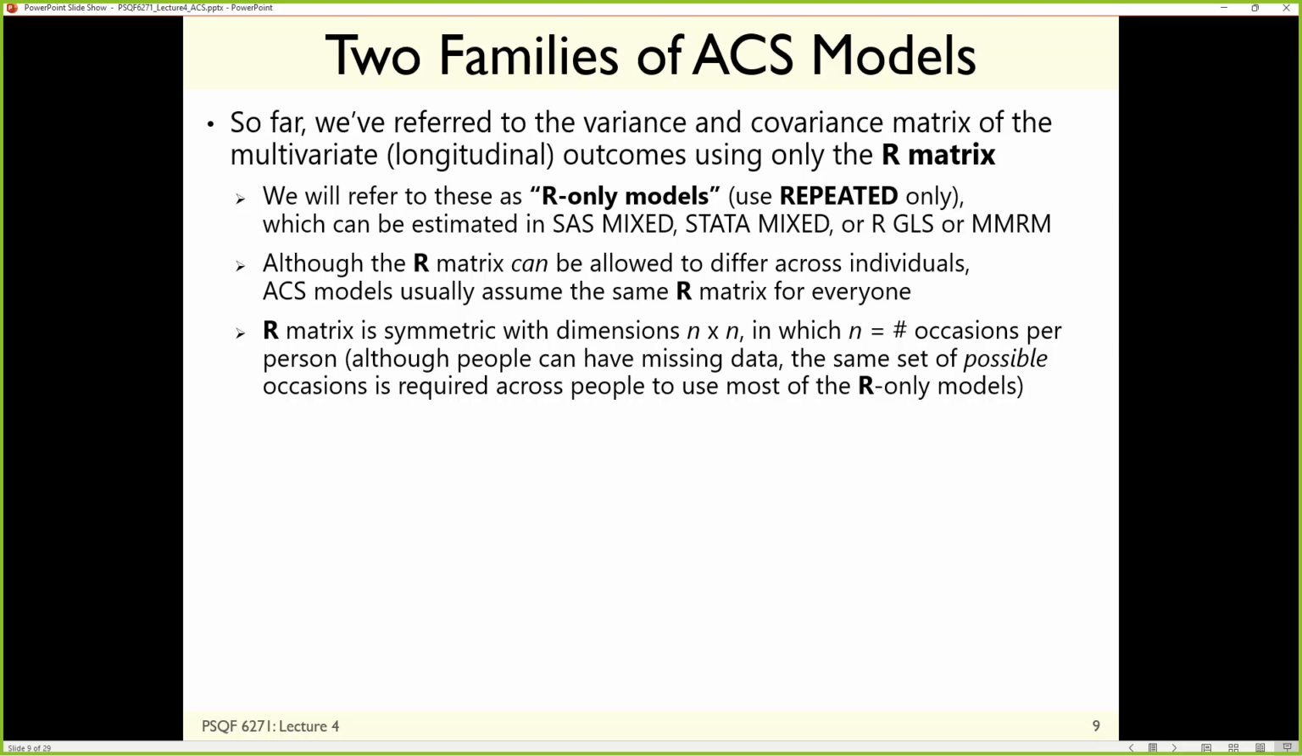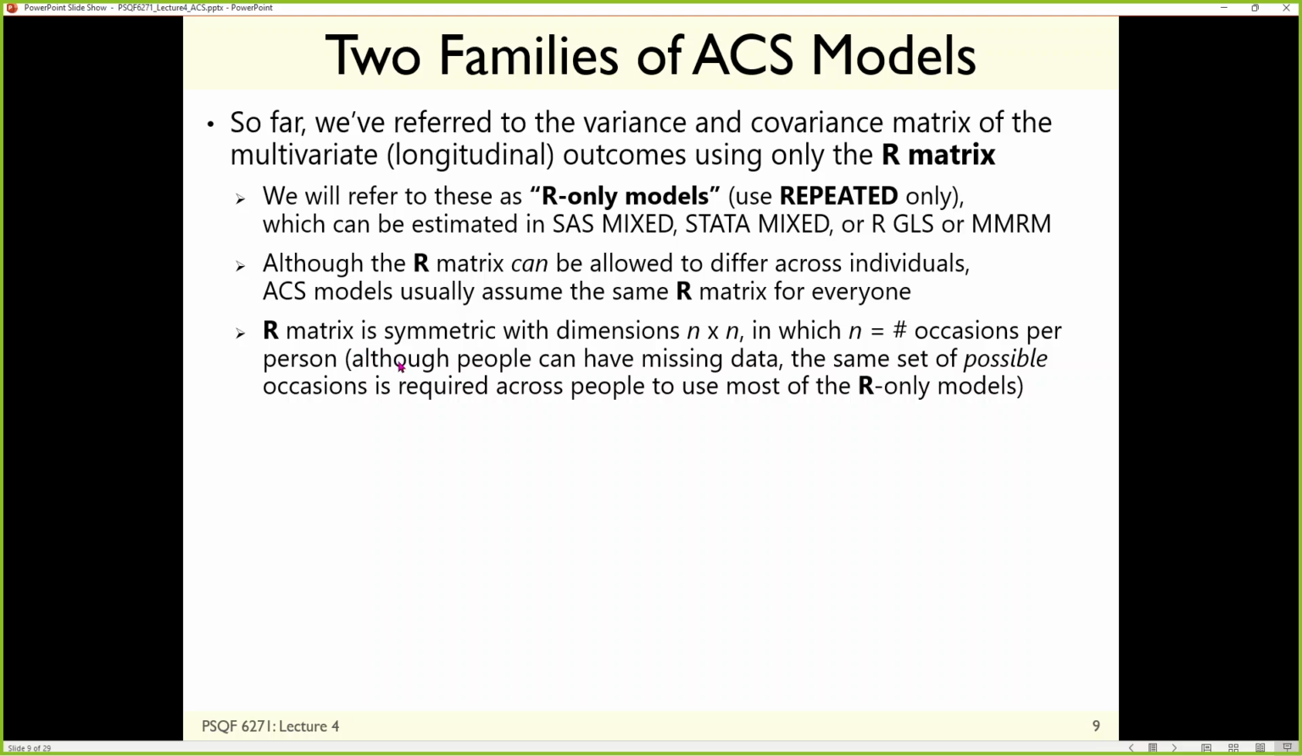And there's a series of choices that I will call R-only models because there's no other matrices involved in creating the patterns. It is REPEATED in SAS. It is, I think, residuals in Stata, and it's various things in R based on which package you're in. We usually assume the R matrix is the same across people, but that's not necessarily required. There are models that allow different amounts of residual leftover variation as a function of person characteristics or time characteristics. Those are called location scale models, by the way. We're not going to get to those this semester either, but they exist.